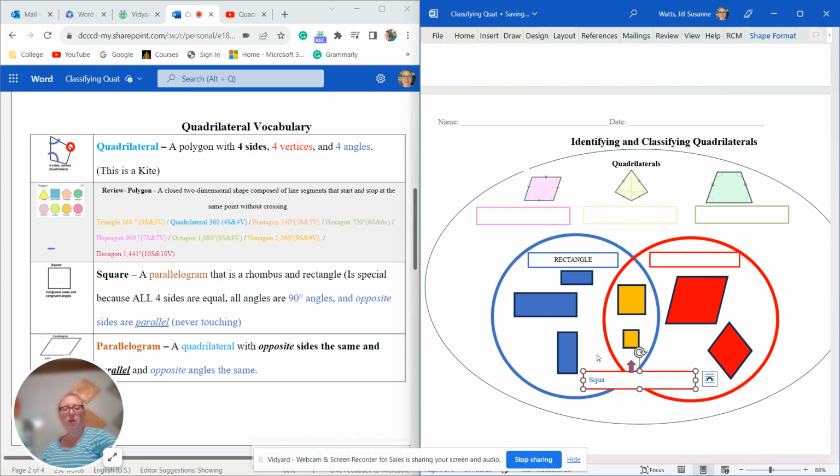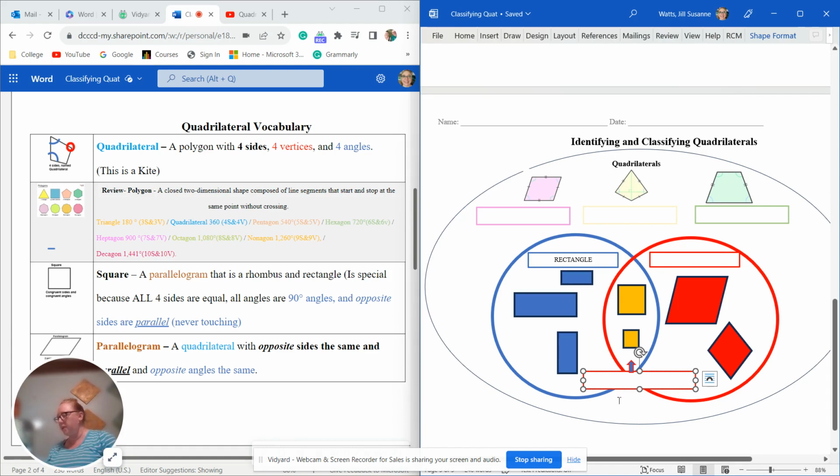All right. How do you know it's a rectangle? Tell me from your vocabulary. Rectangle. A special parallelogram because all 4 interior angles are congruent. 90-degree angles. Perfect. Okay, so what do you know next? By looking at that, now you know those are rectangles.